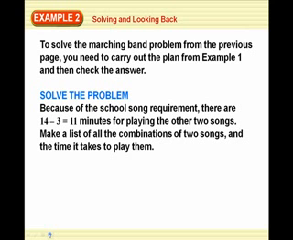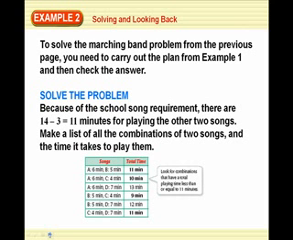Make a list of all the combinations of 2 songs and the time it takes to play them. So notice they put A and B together, A and C, A and D, B, C, B, D, C, D. They went through and they found all the combinations that they could. They added up the total time for those, and notice that 2 of them it says look for combinations that have a total playing time less than or equal to 11 minutes.